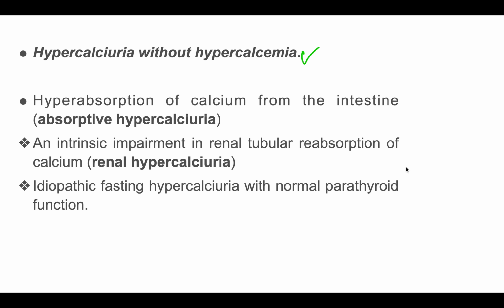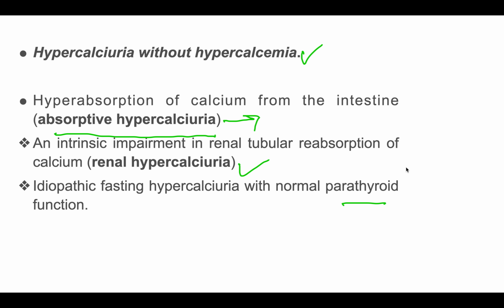Then you have second, hypercalciuria without hypercalcemia. The patient does not have increased calcium in the blood, but he is excreting more and more calcium in the urine. Now, this can be due to a few reasons. The patient has absorptive hypercalciuria, that is, from the intestine the patient is absorbing more. Then renal hypercalciuria, where the patient is excreting more calcium. And lastly, some idiopathic reasons can also appear.